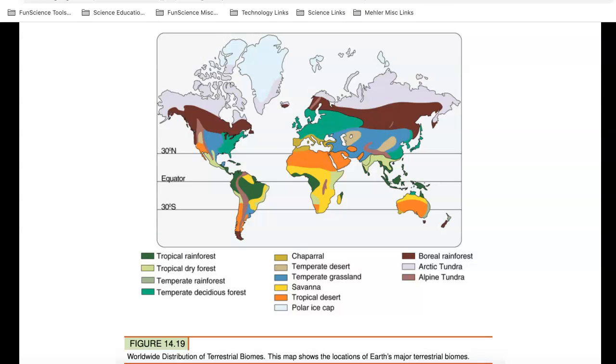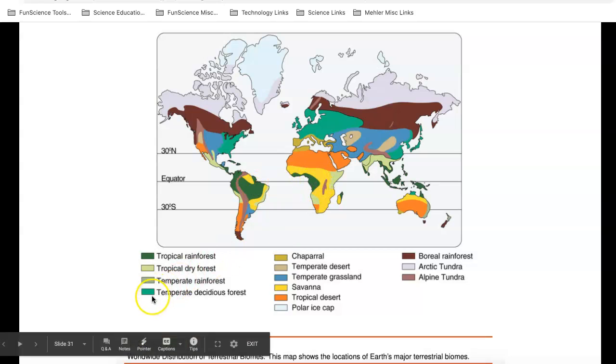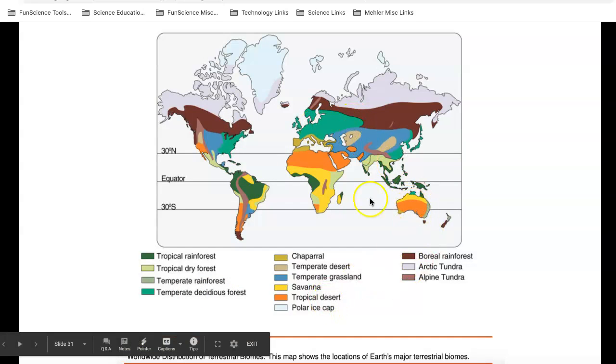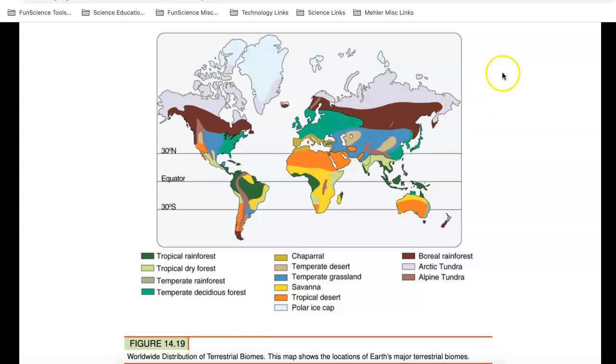So this world map is the worldwide distribution of the terrestrial biomes. So for example, tropical rainforests are here in the Amazon and over here in Western Africa. Let's take a look at temperate deciduous forests here on the east coast of the United States, but also in Europe. Let's take a look at a tropical desert here in Australia, here in Northern Africa, and Saudi Arabia. So these are the major biomes of our planet. And you should have a sense of where they are.